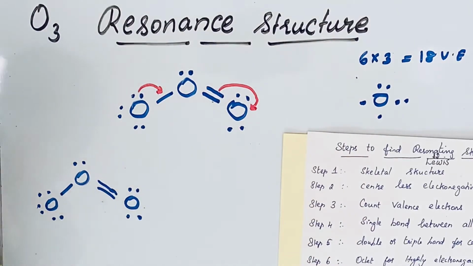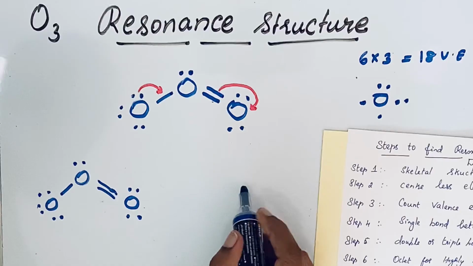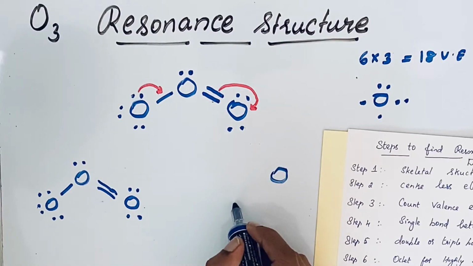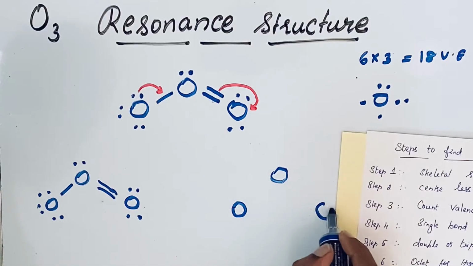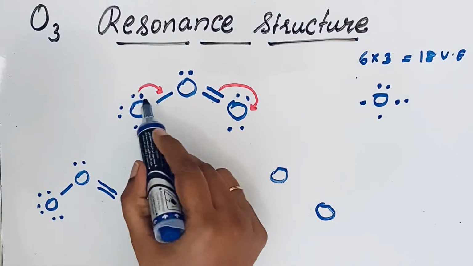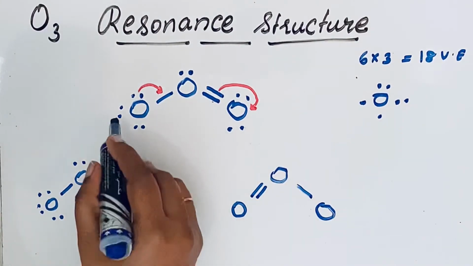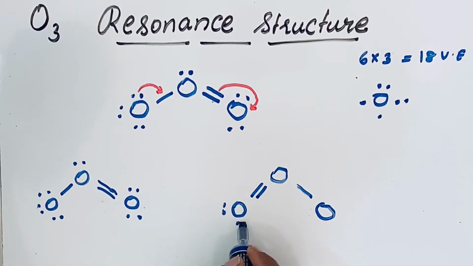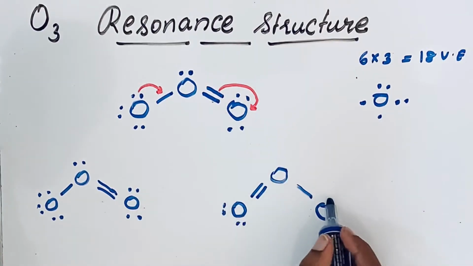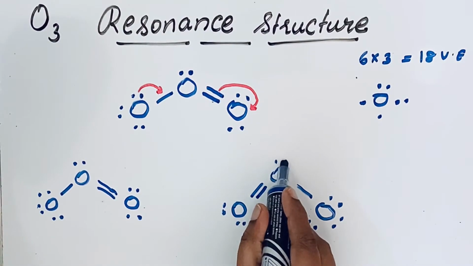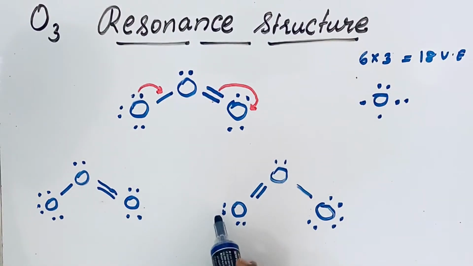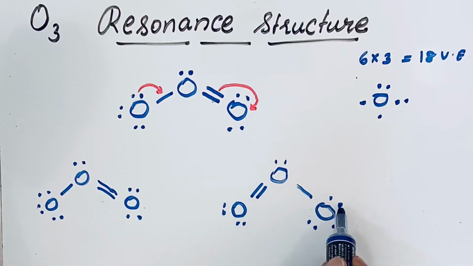Let me show here. To draw that, first write the 3 oxygen atoms. Now show the double bond here. In the same way, the double bond is breaking. So now we have 2 lone pairs here. But here we are getting 3 lone pairs. Then the central oxygen also contains a lone pair. Let us count the 18 valence electrons: 2, 4, 6, 8, 10, 12, 14, 16, 18. So 18 valence electrons are present.